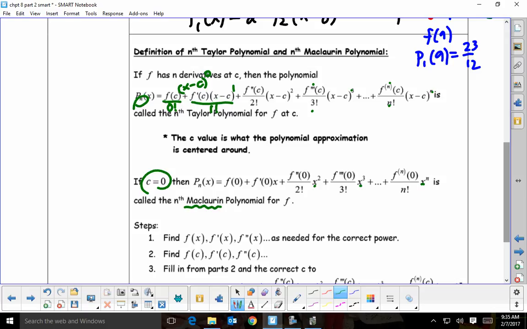A lot of times they're just going to say, hey, find the Maclaurin polynomial. And this is my little mnemonic device, and you can laugh if you want. I think I'm going to eat a Big Mac, like a Maclaurin. And as I go to take a bite, what shape does my mouth make? An O. So I am centered at 0. Mac, 0. However you want to think of it, that's how I think of it.